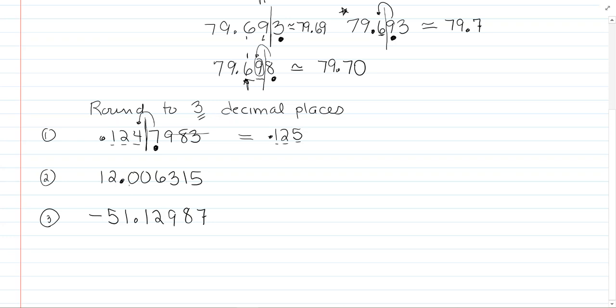So here's my decimal, 1, 2, 3. Draw the line. Check out the number just to the right of the line, and it determines whether the next one gets bumped up 1 unit or does it stay. And again, everything after that we don't care about. So the 3 is not 5 or higher, so we stick with the 3 digits we've got, the 12.006.